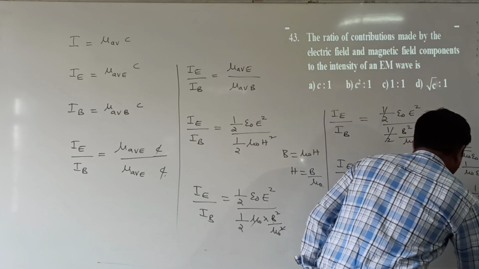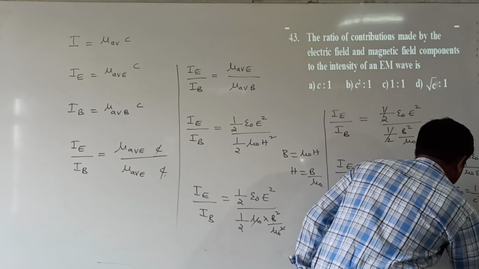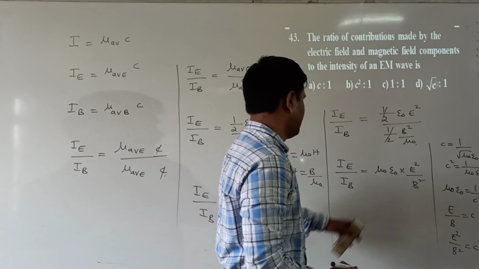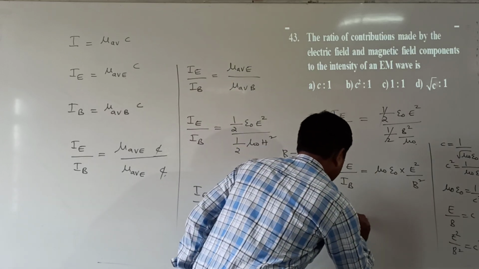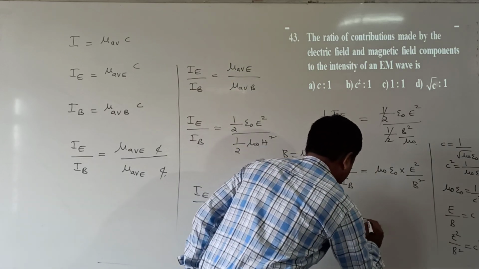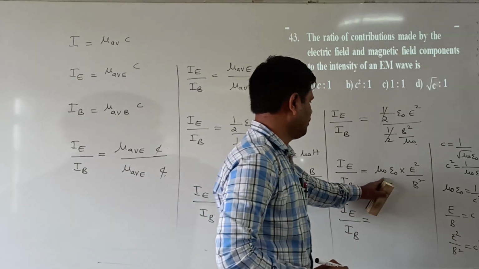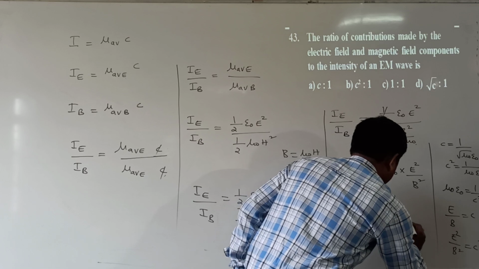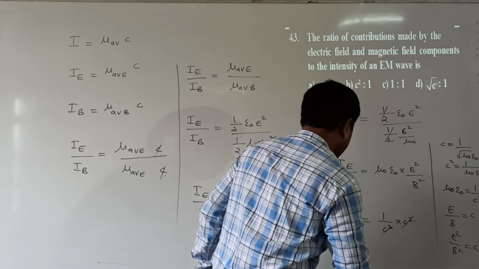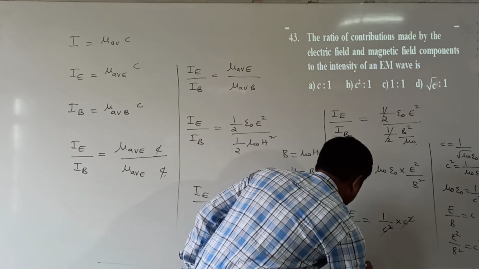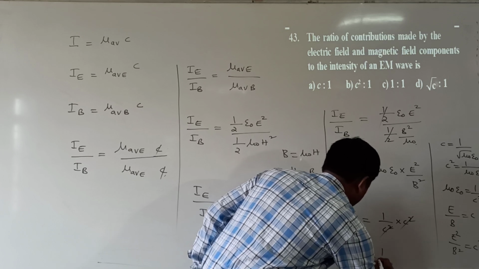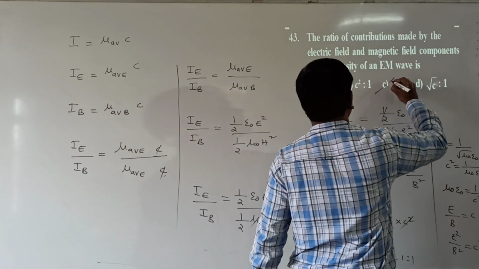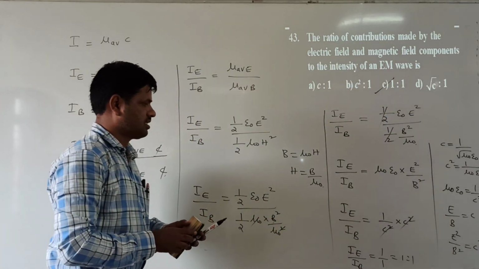But we know that here E by B is equal to C. Now E square by B square is equal to C square. Now substitute values here. I by IB is the intensity ratio. Here mu naught epsilon naught is equal to 1 by C square, and E square by B square is equal to C square. Now what are we getting here? Ratio I by IB is equal to 1 by 1, which is a 1:1 ratio. Which option is correct here? C option is correct here.